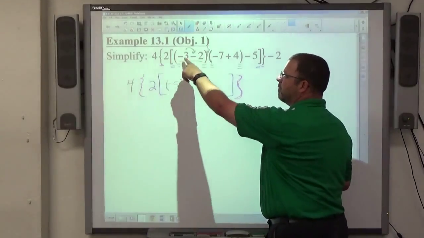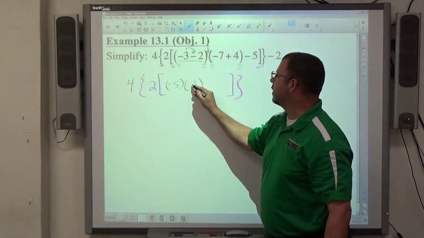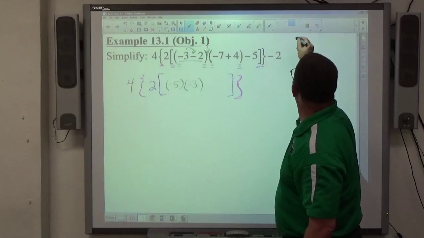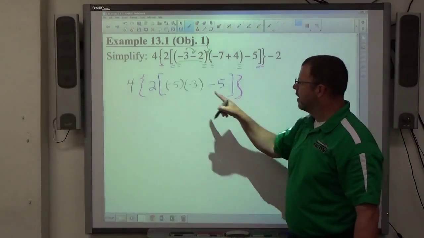Addition because the signs are the same. Negative because 3 is bigger. -7 plus 4 is going to be -3. Subtraction because the signs are different. Negative because 7 is bigger. Then I've got -5, still within the brackets.